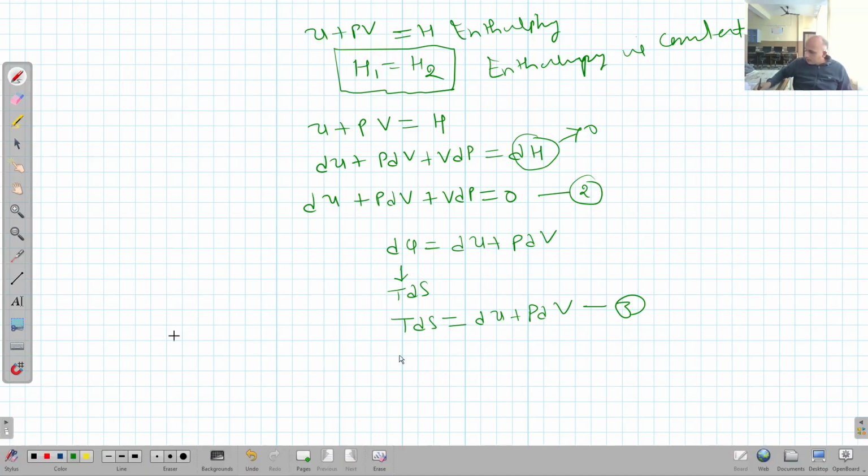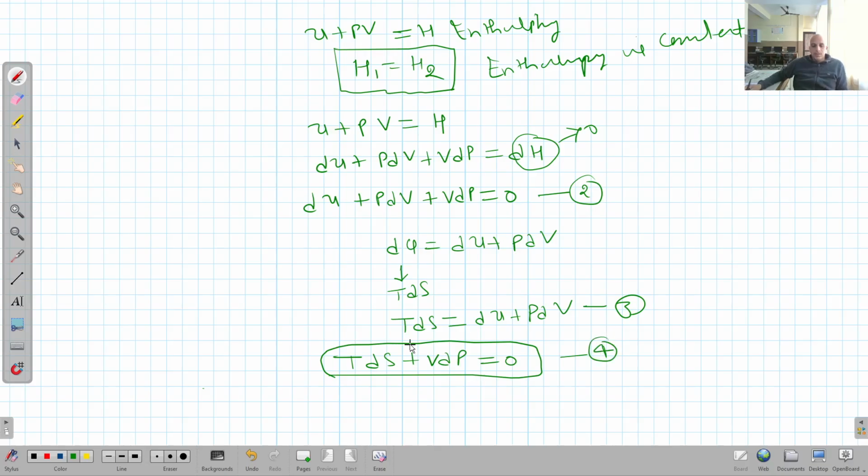So equation number 2 will become T dS plus B dP is equal to 0. Clear? Let this be equation number 4.